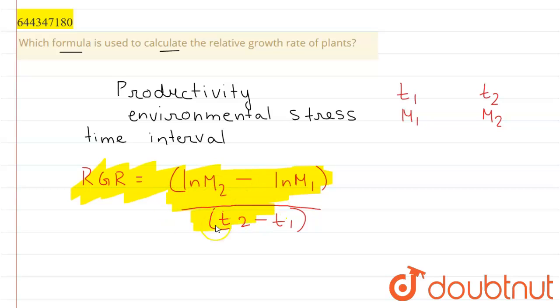So it is not necessarily that during M2, as I said, the mass will be more, or that this relative growth rate will be positive. It can also be negative, because there can be negative growth during a harvest season if the growth is less. It can be positive, it can be negative. That is why it is called relative growth rate. I hope this clears your doubt.